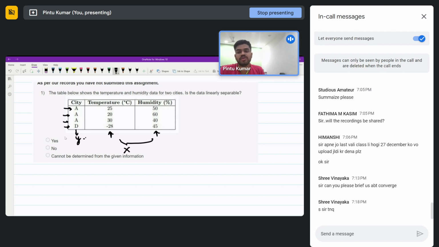The only thing that you need to do is plot, because this is just two-dimensional data, and see whether it is linearly separable or not. Even before plotting we can see this is linearly separable because one of the quantities is minus 28. So let's try to plot. This is 2550. So x, let's say, represents temperature and y represents humidity.